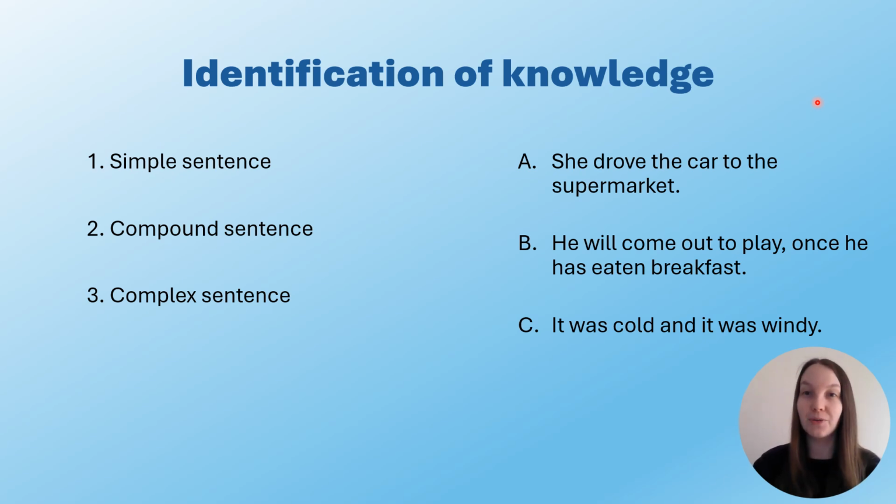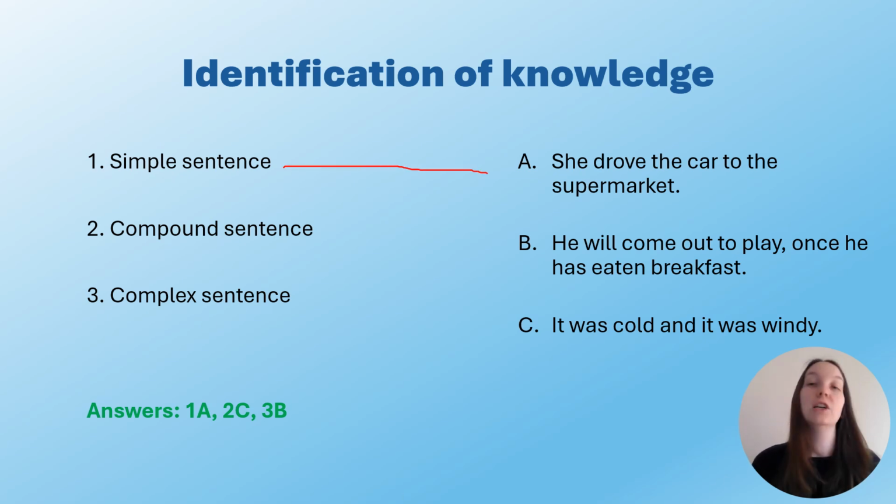Okay, let's go through the answers then. So these are the answers here. We've got 1A, so a simple sentence. She drove the car to the supermarket. Nice, clear, simple sentence. Then we've got the compound sentence there. Let's have a look. 2C. It was cold and it was windy. Okay, so we've got two independent clauses with the conjunction in the middle.